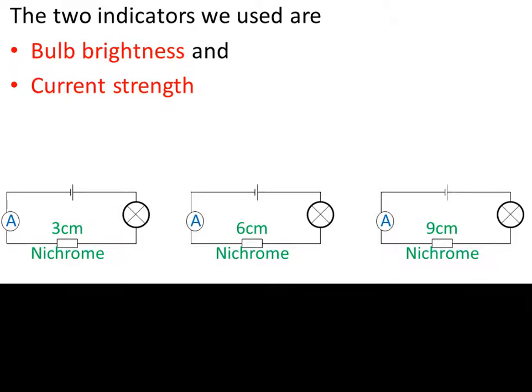The two indicators we are going to use to tell us about resistance are bulb brightness and current strength. The reason why the bulbs are there is that we're going to compare their brightnesses and from that deduce which circuit has more or less resistance. The current strength is going to be measured using the ammeters. The reason we have those ammeters in the circuit is because we're going to compare the ammeter readings for these different circuits, and by looking at them, we're going to deduce, this circuit has a higher resistance than that one.